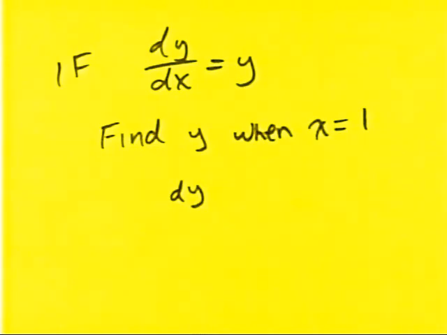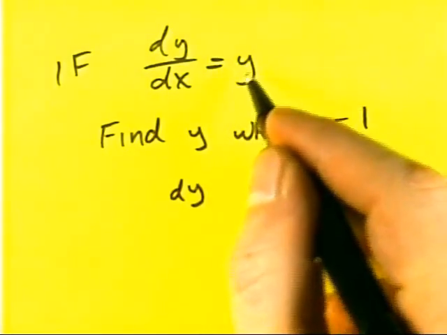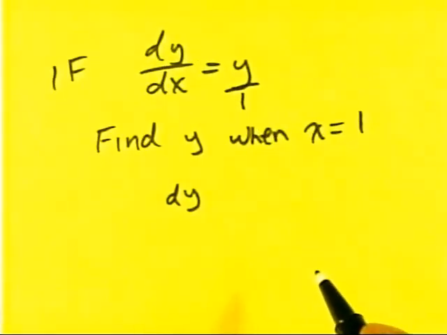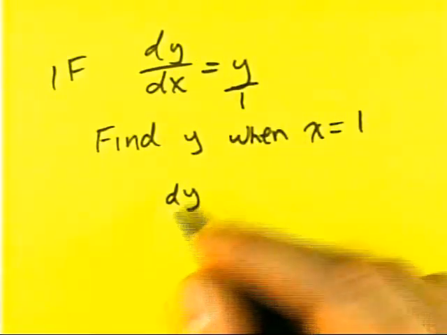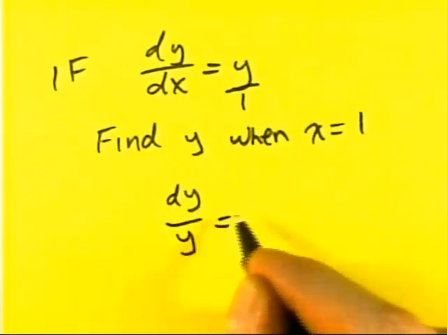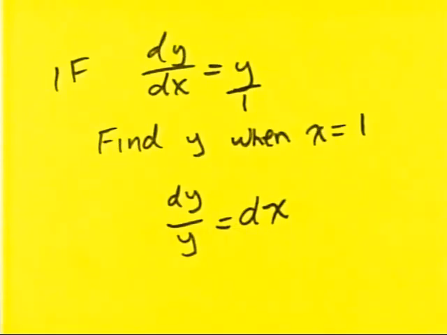Okay, help me, because I don't understand. You're going to divide both sides by y. This is like y over 1. Hold on, somebody turn the TV down. If you divide both sides by y and multiply both sides by dx, you get dy over y is equal to dx. Do you sort of see that?